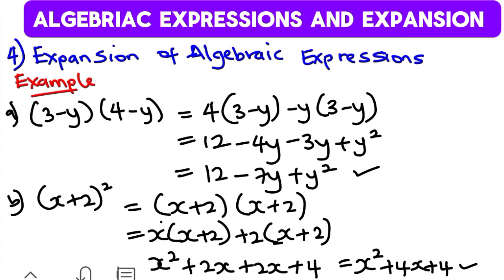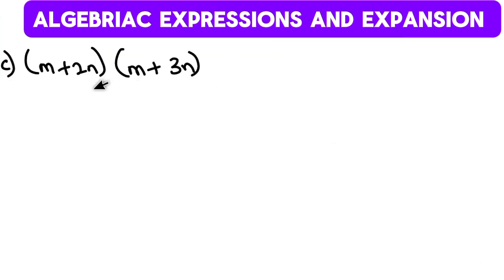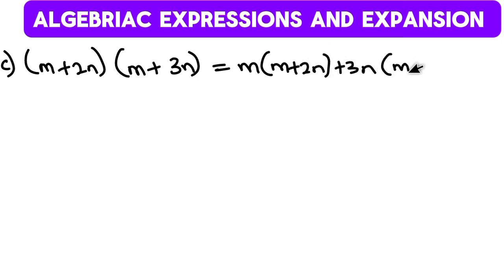I hope you're following. Let's solve two more examples before we round up this class. The example we have is bracket m plus 2n multiplied by bracket m plus 3n. So we are going to expand this. We are going to use m to multiply this bracket. We are going to use plus 3n to multiply. And this will be equal to m multiplied by m plus 2n in brackets plus 3n multiplied by m plus 2n in brackets.